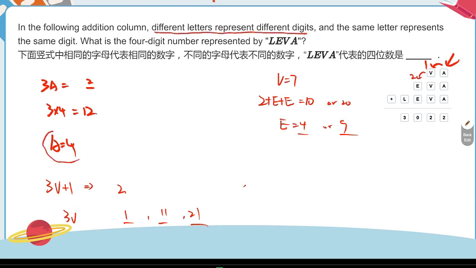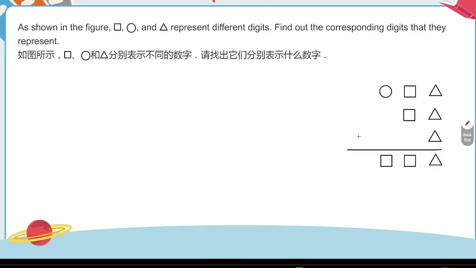A is already 4. We cannot let E equal 4 again. So here we have E equals 9. And when E equals 9, we have a carry over of 2 to the thousand place again, and the L is just 1. So this 4-digit number is 1,974. This is not very difficult, but just be careful each time.